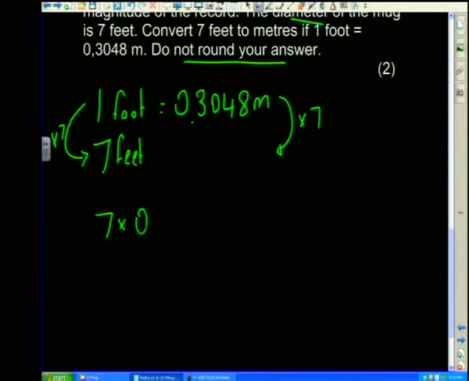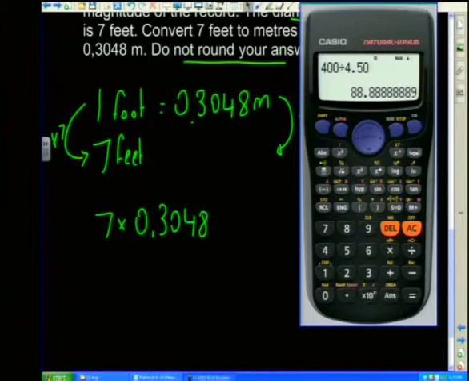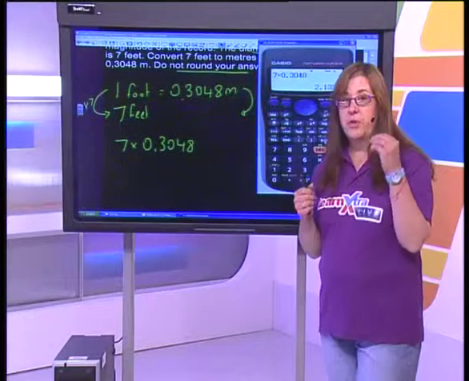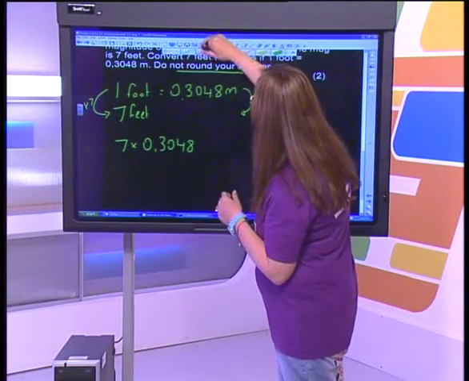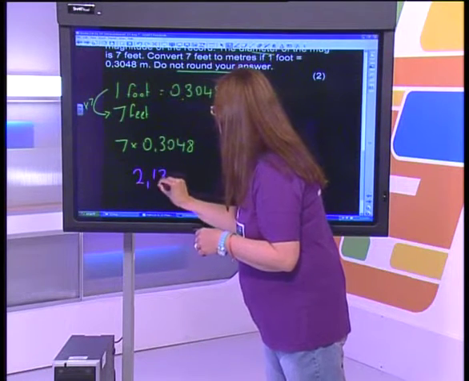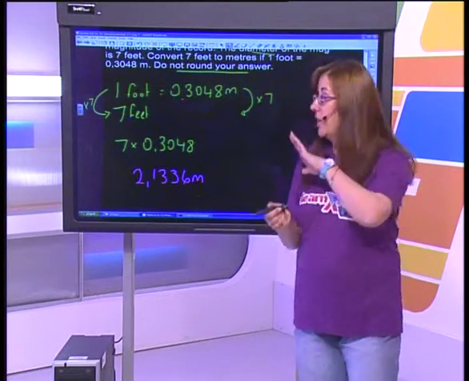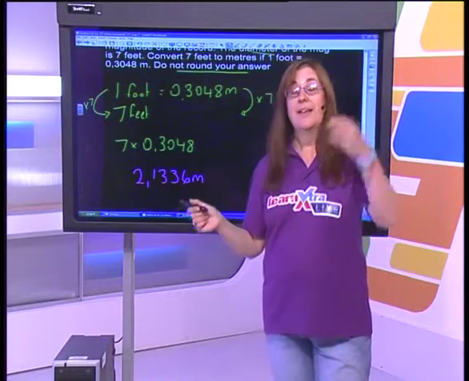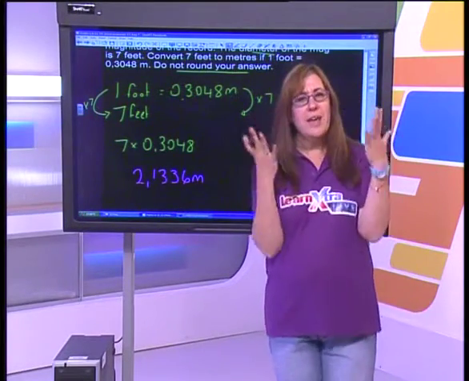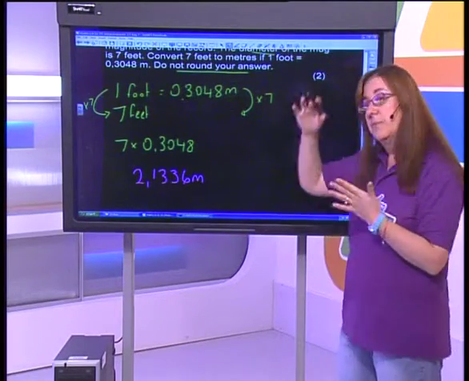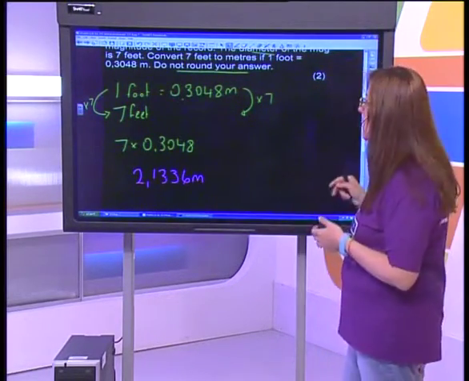7 times 0.3048. So let's see how many meters that actually is. And we see that it is 2.1336 meters. Now they asked us not to round off the answer, so we're going to keep our 4 decimal places. Now if I tell you that it's 2.1 meters, you can kind of comprehend how big this coffee mug is, because it's 2 meters high and 2 meters in diameter.